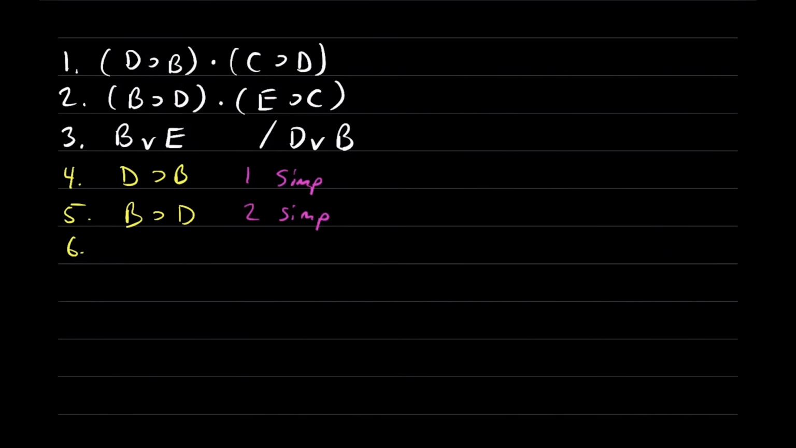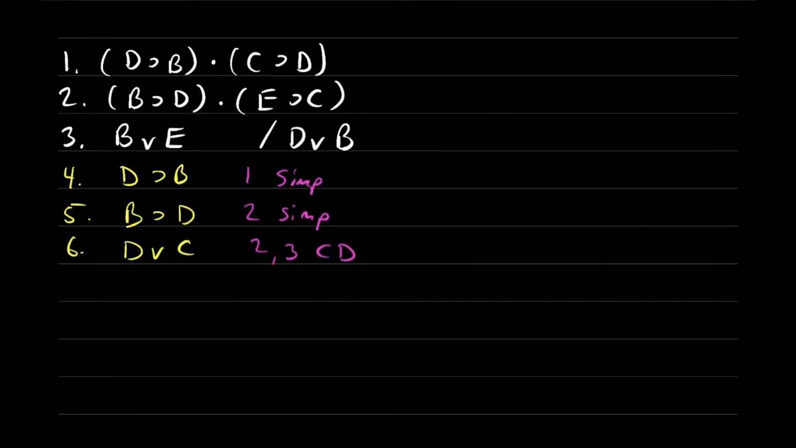Okay, the next thing I notice is that on line 2, we have the conjunction of 2 conditionals. B implies D and E implies C. And we know that one of those two antecedents is true. On line 3, either B is true or E is true. So by constructive dilemma, we know that either one of those two consequences has to be true. Either D or C would have to be the case. And that would follow from line 2 and line 3 by constructive dilemma.